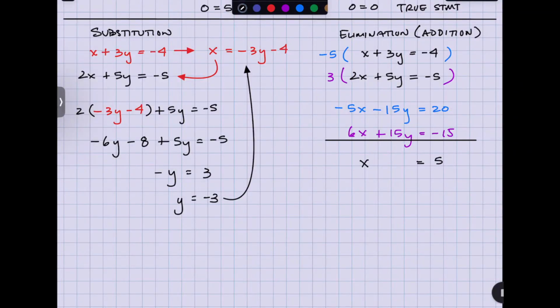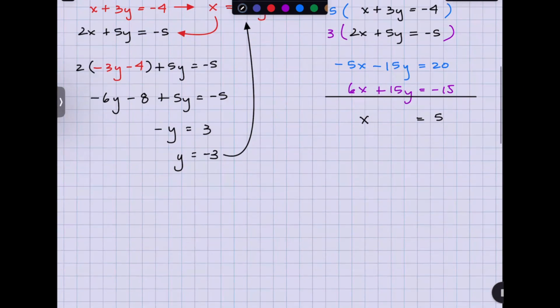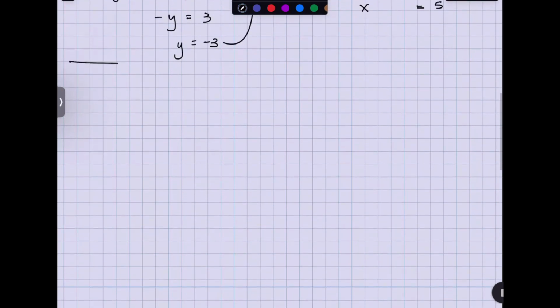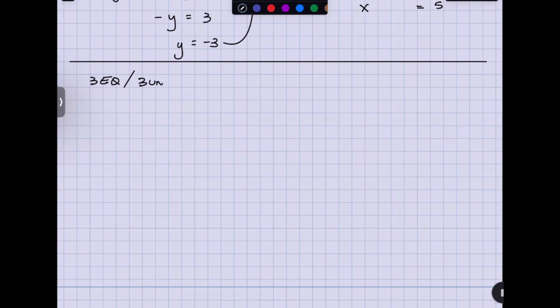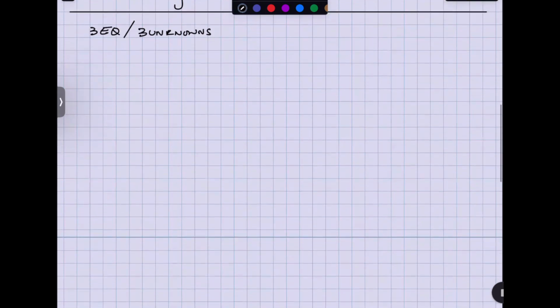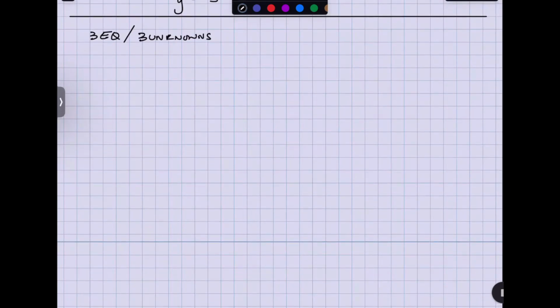Nothing? Okay. So we also have something called 3 equations, 3 unknowns. The thing that you have to realize is that however many unknowns we have, we have to have the same amount of equations. So if we have 3 unknowns, x, y, z, or a, b, c, we have to have 3 equations in order to solve it.